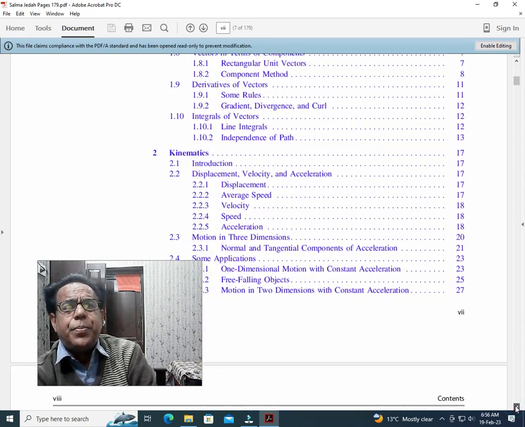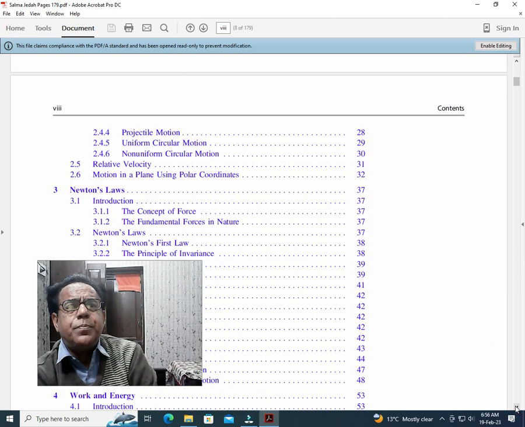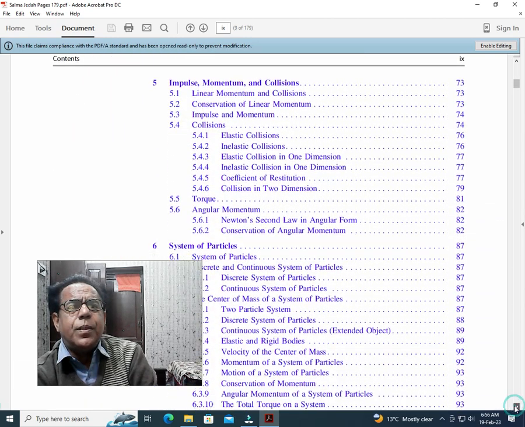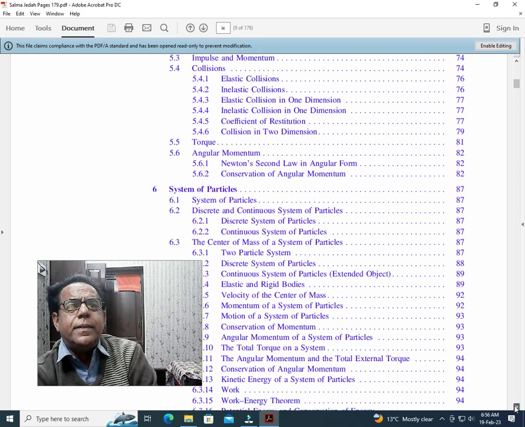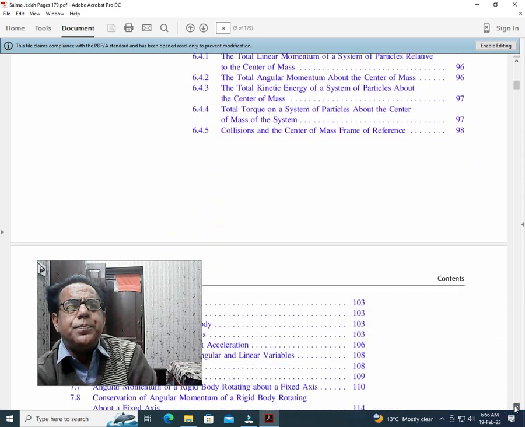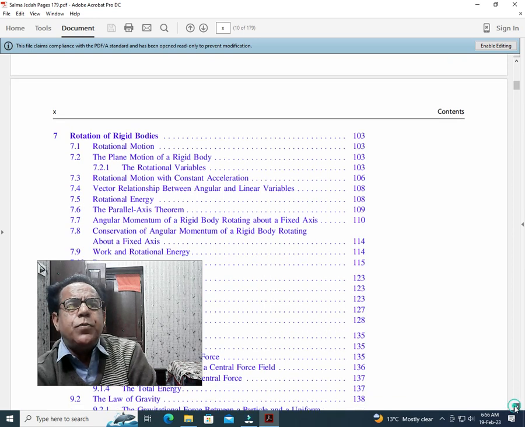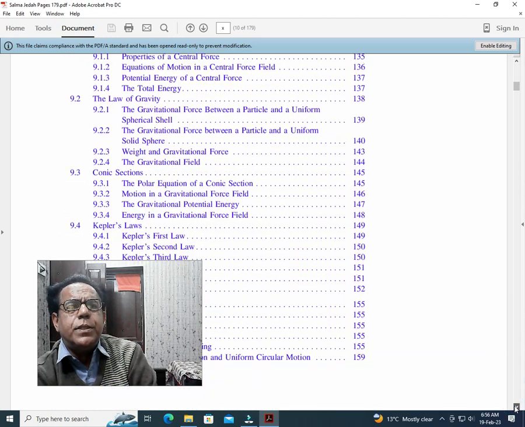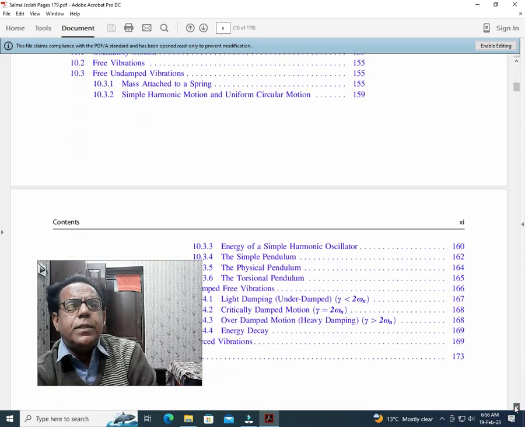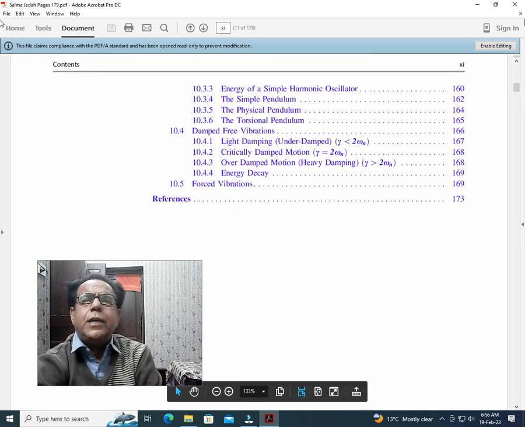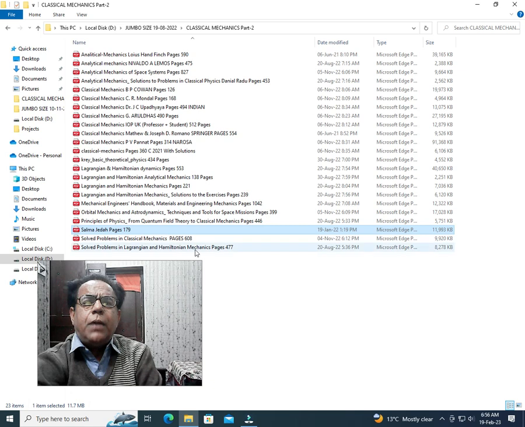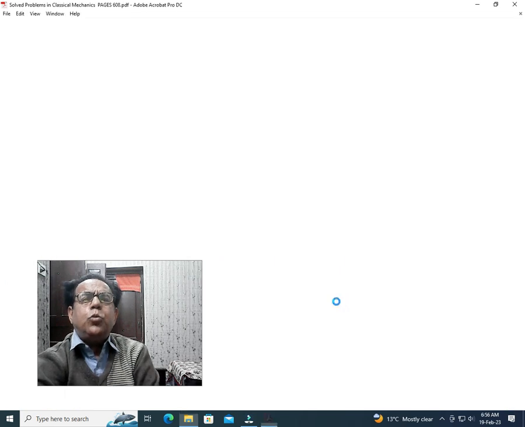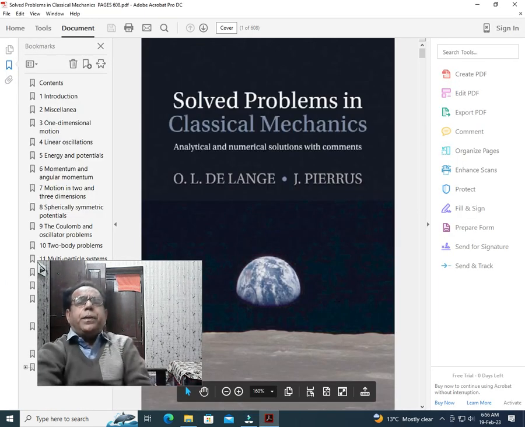Okay, now we come towards its contents. Units and vectors, kinematics, Newton's laws, work and energy, system of particles, rotation of rigid bodies, rolling and static equilibrium, central force motion, oscillatory motion, and references are given at page 173. Okay, after this book, the next book is of page 608. Okay, the book of 608 pages is being opened and has been opened.